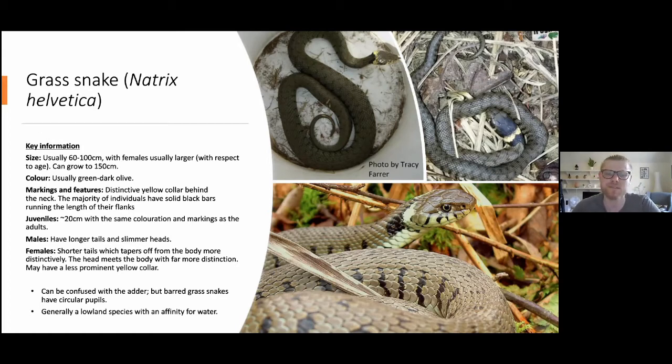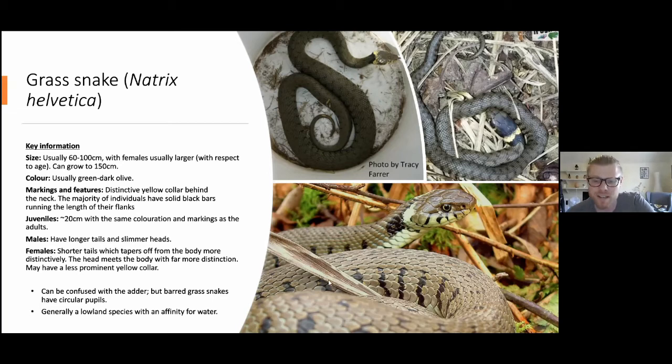In terms of their identifying features, they are usually a green, dark olive color, but you can see across all 3 of these pictures that green is quite variable. But the main identifying feature is this yellow collar behind the head. If you can see that yellow collar on a snake that just zips off into the undergrowth, you've seen a grass snake. No other native snake in the UK has that yellow collar, just like the grass snake does.